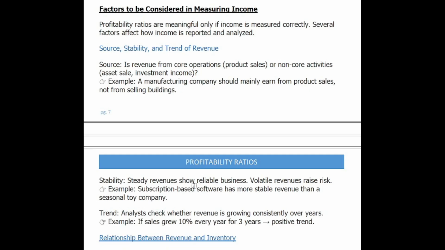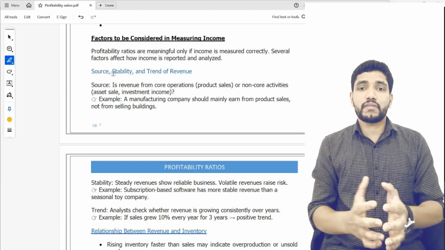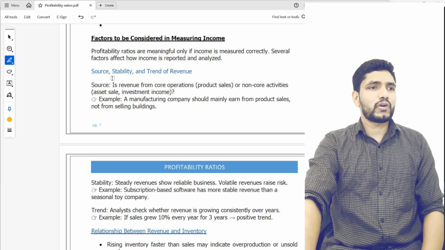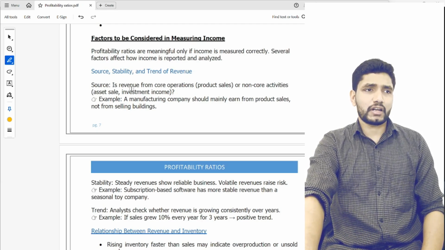Now we will move on to revenue analysis. That means factors to be considered in measuring income. Profitability ratios are meaningful only if income is measured correctly. Several factors affect how income is reported and analyzed. So there are some factors we have to consider when analyzing and measuring the income in the financial statements. That means the source, stability, and trend of the revenue.